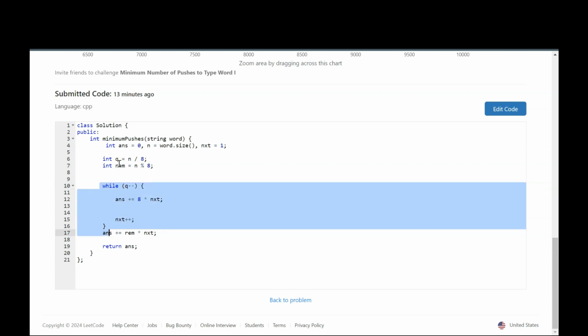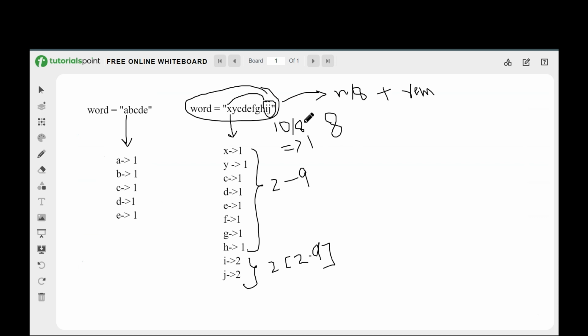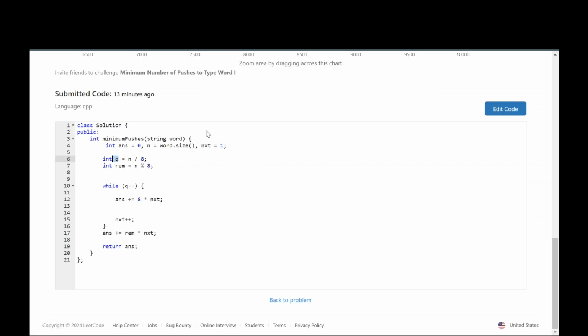While q is there, that is, while the number of batches of 8 letters that we have remains, we are adding 8 times the next, that is the cycle number that we are in, to our answer, and next plus plus, that is we go to the next batch of elements, and we also decrement q, the number of groups that are left. At the end, I am doing the same for the remainder as well, and we are just returning the answer. So I hope you're clear with this approach. Thank you.